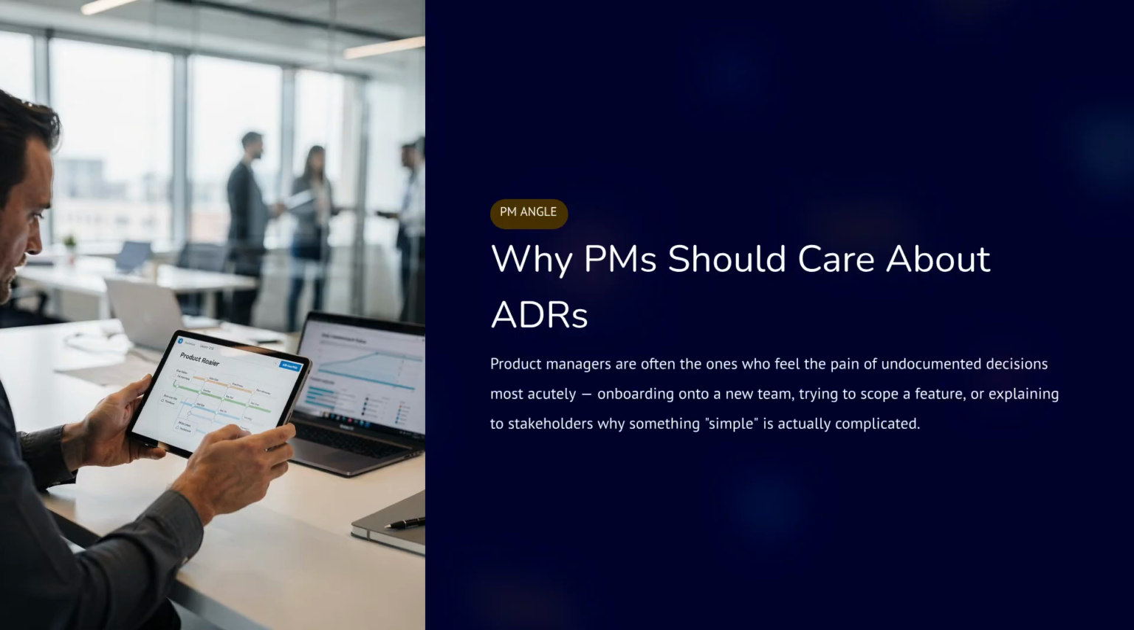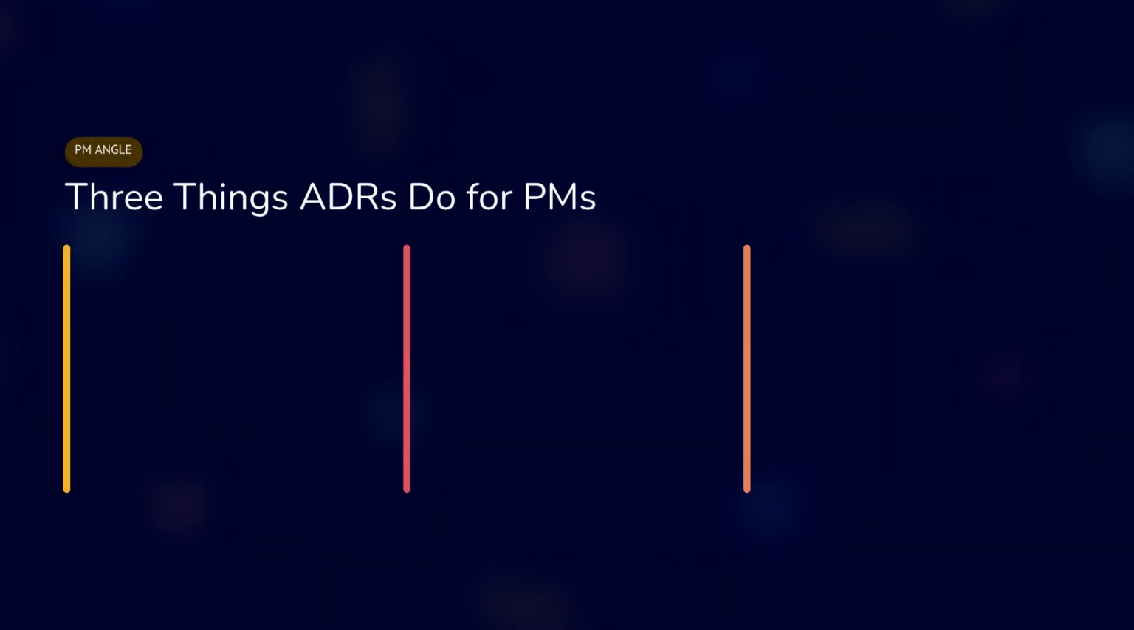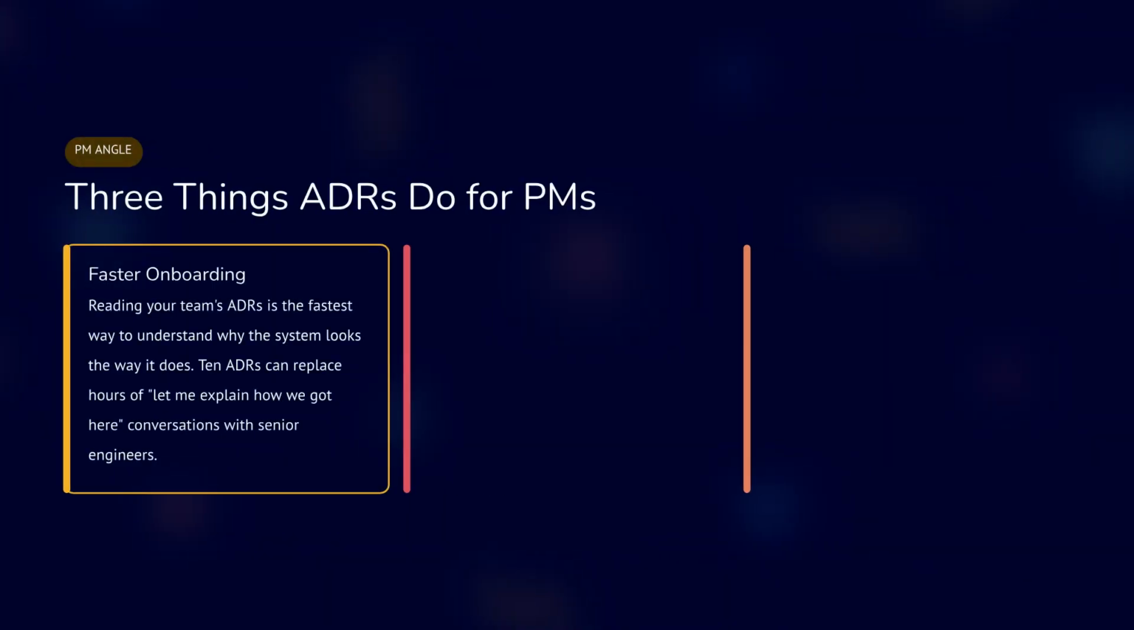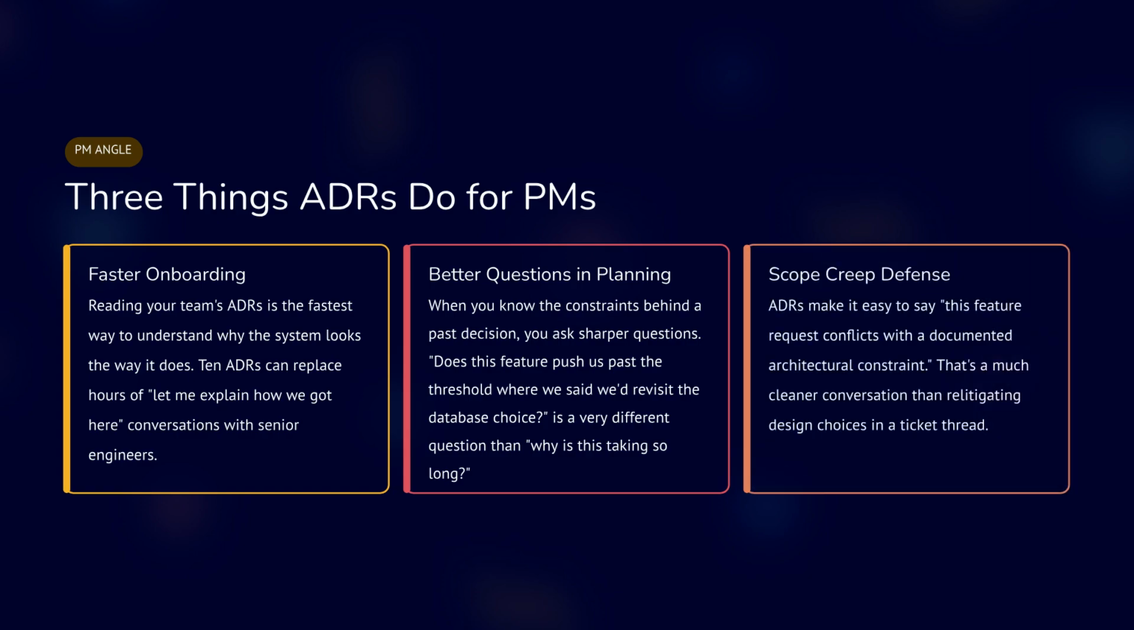PMs often feel the pain of undocumented decisions when onboarding new team members, scoping features, or explaining complexity to stakeholders. ADRs help resolve these issues. ADRs provide 3 benefits for PMs: faster onboarding by quickly explaining system choices, better questions and planning by knowing past constraints, and scope creep defense, making it easier to push back on requests that conflict with documented constraints.